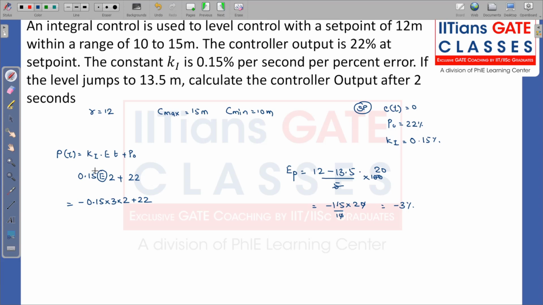Let me solve it. 100. So 5, 3. This is 20. So half 1.5. I think I have made some mistake over here. So this is 30%. This is 30%.